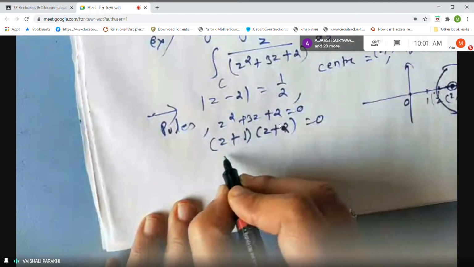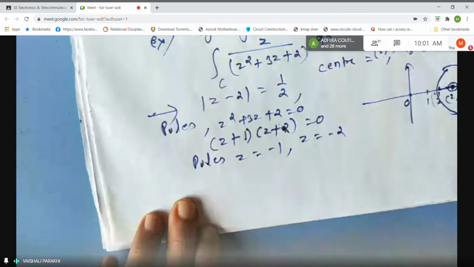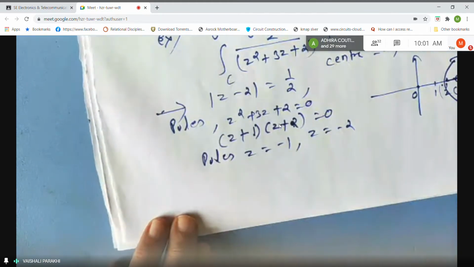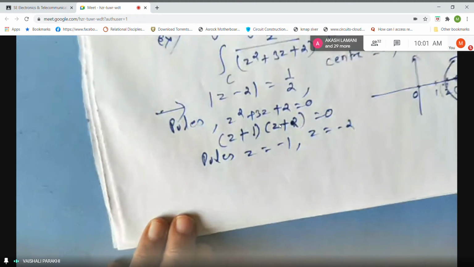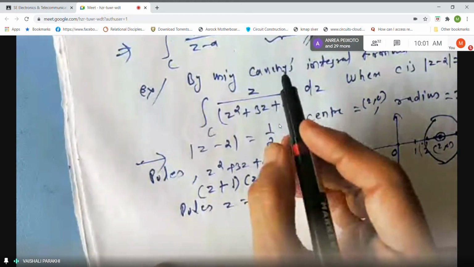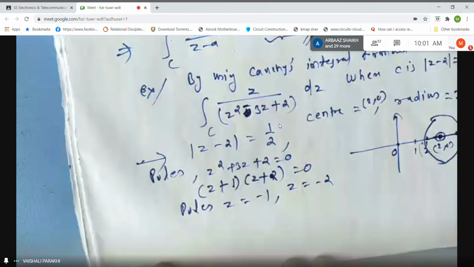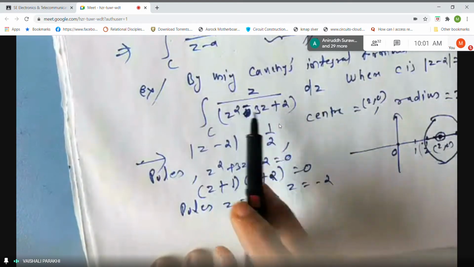So what are the poles here, students? Poles means z is equal to -1 and z is equal to -2, correct? Now tell me where these poles lie. One minute. Both these poles will lie outside. So just one correction I will make in the problem, students. In place of plus 3z, you take minus 3z, because I want some poles inside and some outside. Make this minus 3, students.